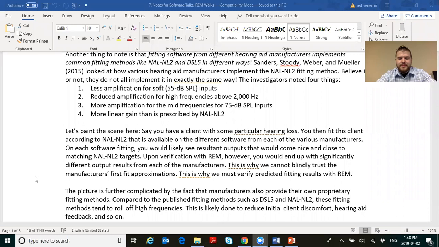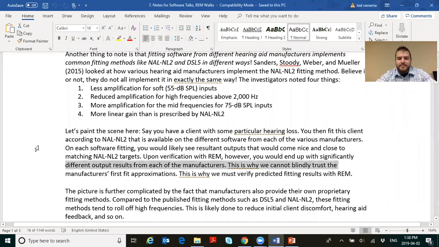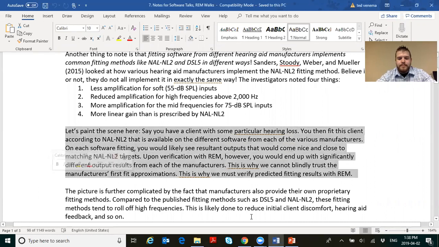So let's share the screen here again. So we have this paragraph here. Let's paint the scene. Say you have a client with some particular hearing loss. You fit the guy with NAL2 available by different manufacturers. On each software, you'll see resultant outputs that might look nice and close to matching NAL2. Upon verification with real ear measures, however, you'd end up with different outputs from each of the manufacturers. This is why we cannot blindly trust their first fit approximations.